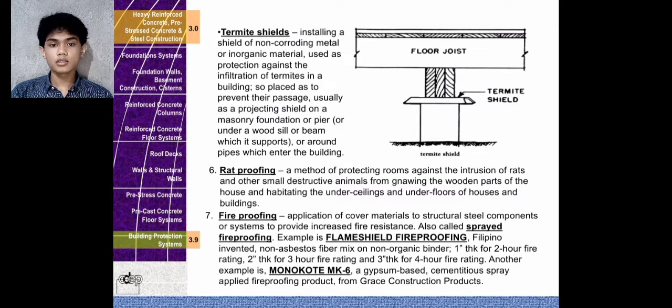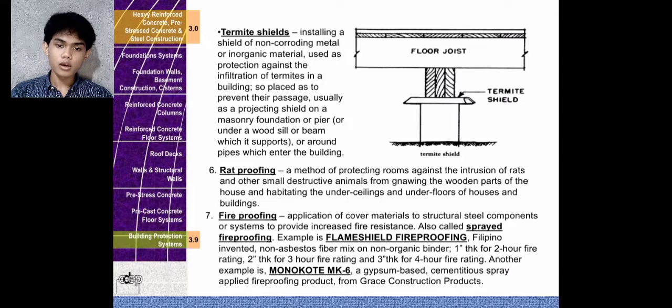The next one will be the termite shields. Installing a shield of non-corroding metal or non-organic material used as protection against the infiltration of termites in a building, so placed as to prevent their passage, usually as a projection shield on a masonry foundation or a pier, or under a wood sill or a beam which it supports, or around pipes which enter the building.